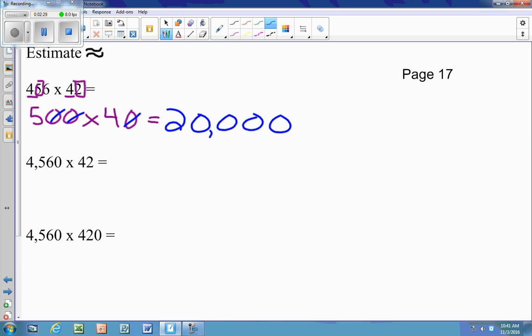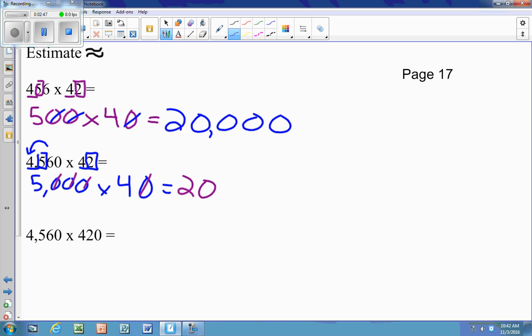Here's another one. We're going to underline and box the largest place value. The 5 tells me to bump up the 4. And over here, the 2 tells me to leave the 4 alone. Now I multiply after I ignore my zeros, which is 20. And I put all my zeros back in, when there are 4 of them.